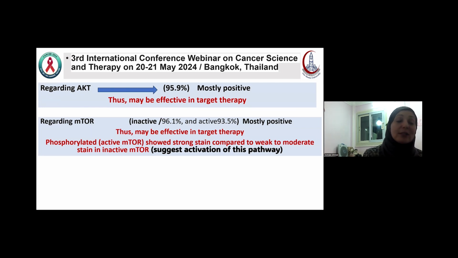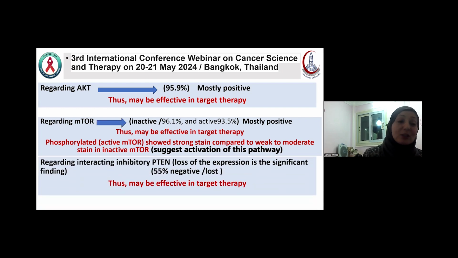Also for mTOR, we study both the inactive form and the active phosphorylated form. And we found also that the active phosphorylated form gives a stronger stain than the inactive form. That may suggest that the inactive form is changed into the activated form during cancer progression, and this also denotes activation of this pathway in prostatic carcinoma.